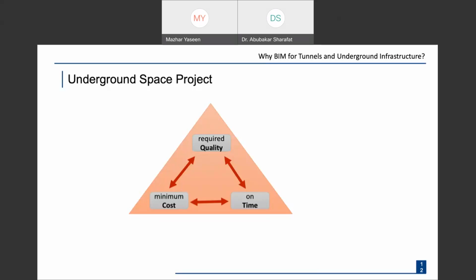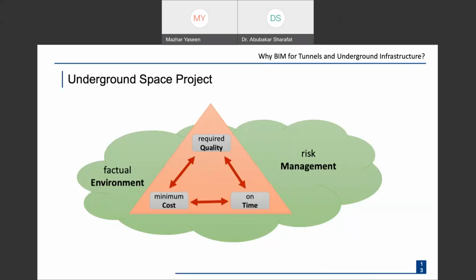So in underground space, this triangle is very important. As a project manager, as a BIM manager, you have to consider and manage the 3 constraints together, keeping everything balanced. And in underground space, there's a factual environment. The factual environment includes a lot of data and a lot of information. And then there's a lot of risk management. Risk management includes your time schedules, your risk related to the geotechnical side, risk related to the management side, so risk related to the cost, if the project cost is overrun or something.